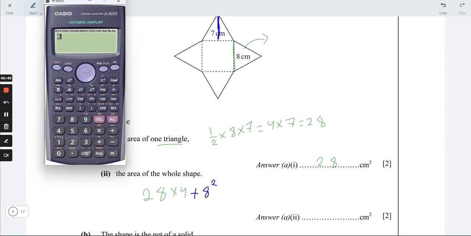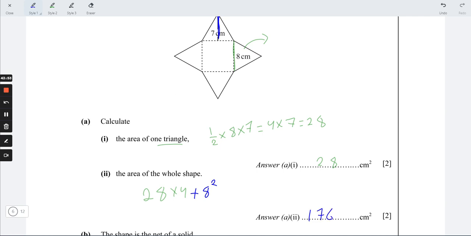So here 28 times 4 plus 8 to the power of 2 equals 176 centimeters square, the total area of this shape.